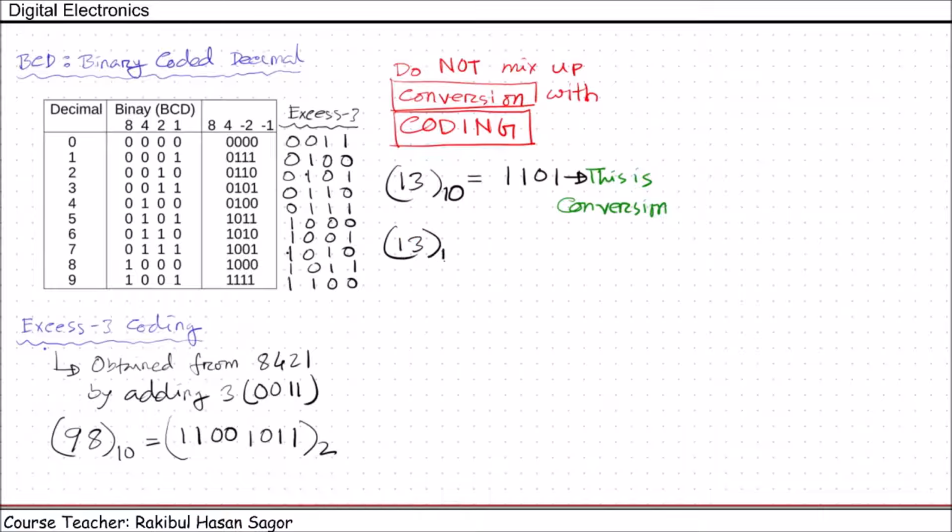And the BCD value of 13 decimal is, you need to write the corresponding BCD value in the 8421 system, for example. So it will be 0001 for 1, and 0011 for 3. This is also expressed in binary, but this is not conversion. We did not convert this decimal to binary. Rather, this is coding. We coded 13 in the 8421 BCD system. Always remember the difference between conversion and coding. This is an important portion.